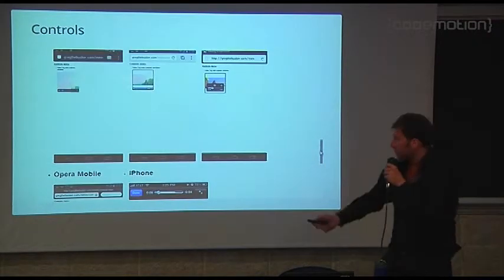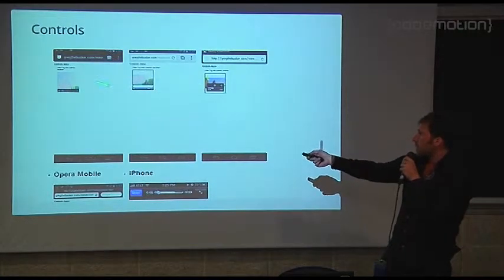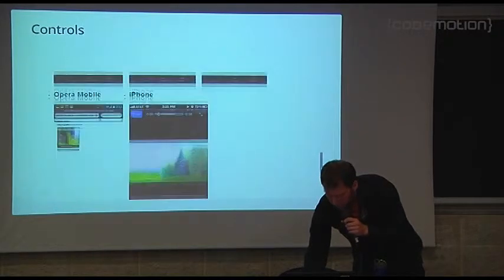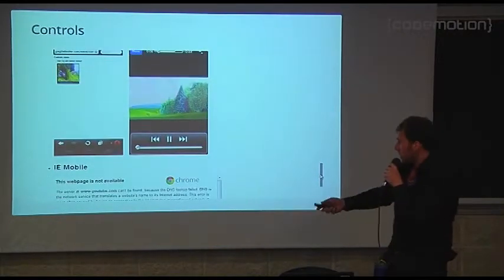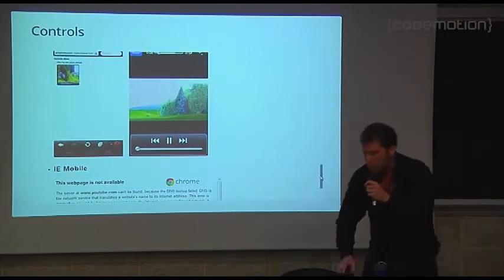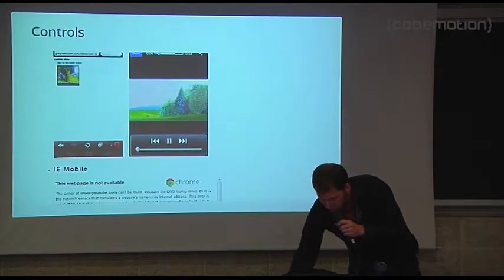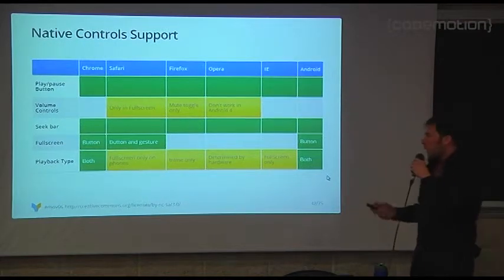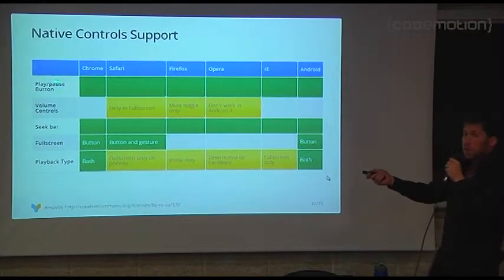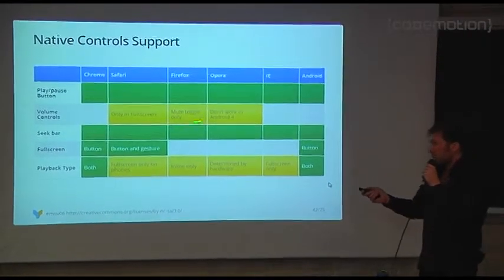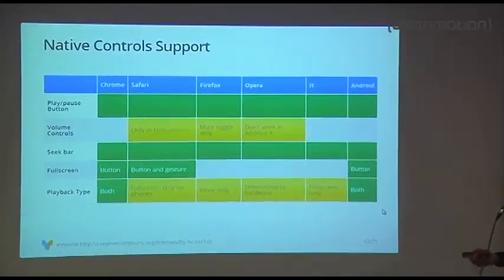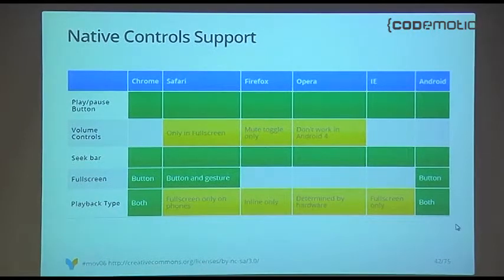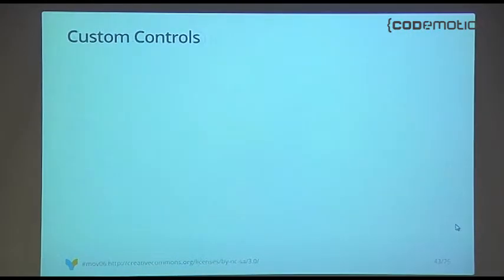You can see the Firefox one looks much different than Chrome or the Android browser. And then this is the full screen one for iOS. There are differences, but the important thing is they all have a play pause button, and they all have a seek bar. The other ones have other features, but they're not as important, and you can't always get them to work.